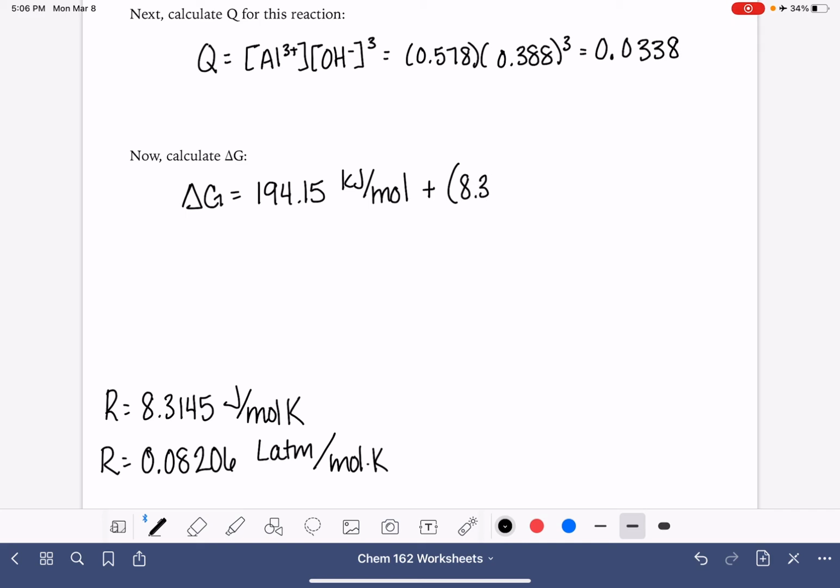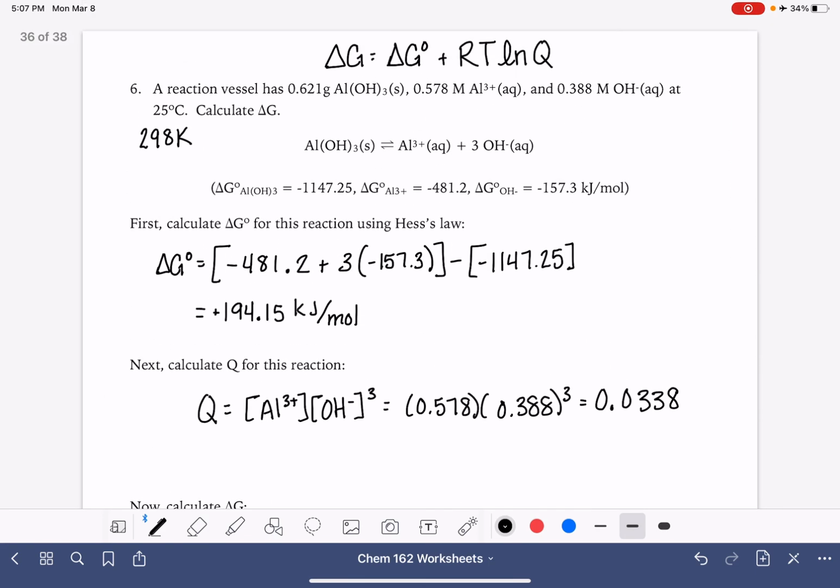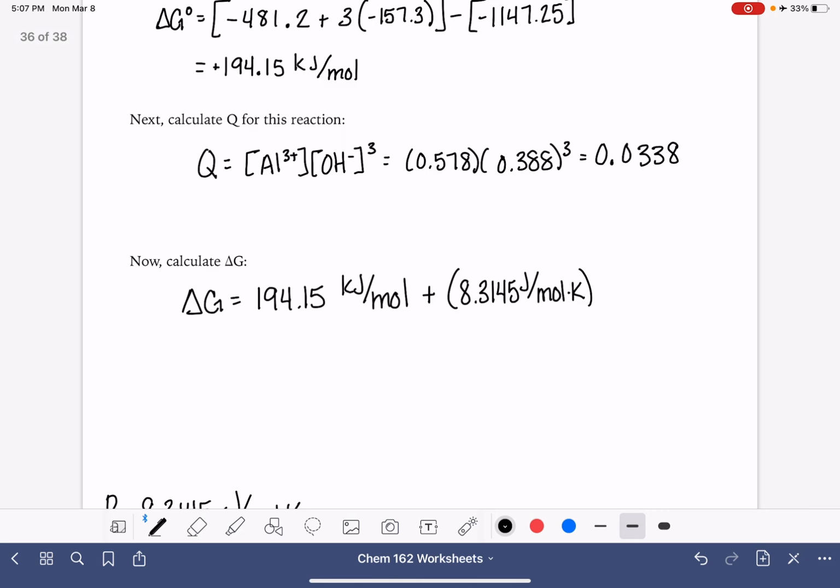These two are the same constant, just again with their units being switched a little bit. So the R we're using is 8.3145 joules per mole Kelvin. The next term in this equation is the temperature in Kelvin, 298. And the last term is the natural log of the Q that we just calculated, 0.0338. We are going to have a little bit of a joule to kilojoule incompatibility going on here, so we're going to have to be a little bit careful with that, which is why I'm going to do this in two separate parts.